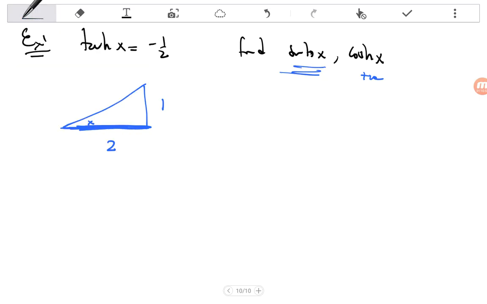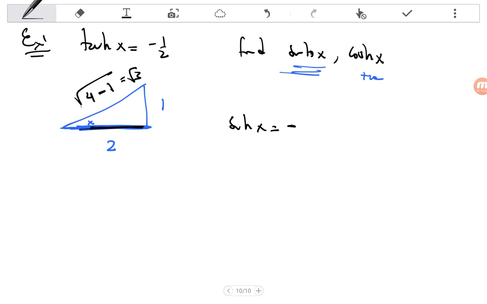So how would I complete that triangle? Would it be 1 plus 4? No. I just treat that side as the greatest among them. So what would be that side? It would just be 4 minus 1, yes. So that will be root 3. So that's why if you need to find sinh x, for example, it will have a negative sign like the tanh. Okay, that is one.